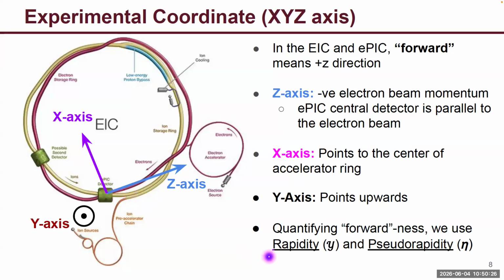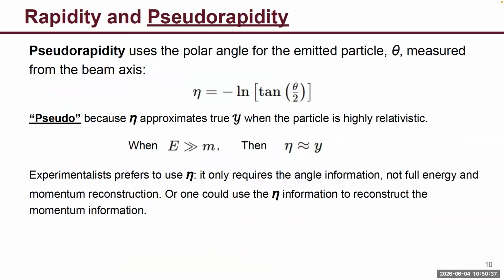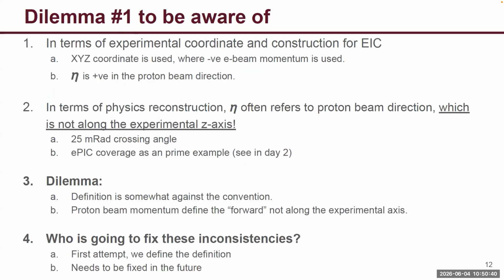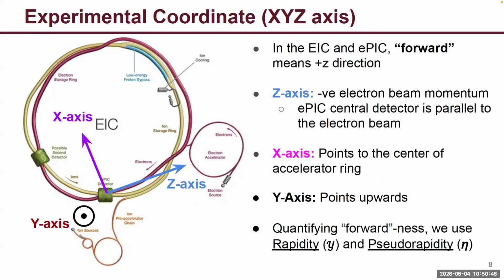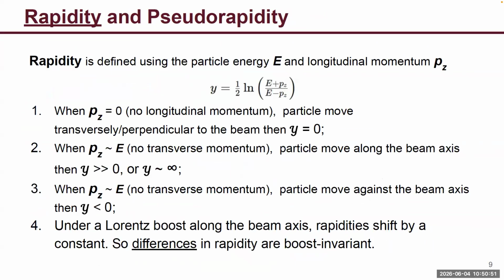Of course, we use the rapidity y and also the pseudorapidity eta to define how forward things go. Okay, I think I'm missing a slide here. So actually no, I didn't. So rapidity and pseudorapidity, what are they? The rapidity is defined using the particle energy and the longitudinal momentum along your beam. Rapidity is defined as 1/2 log of (E plus p_z) over (E minus p_z).